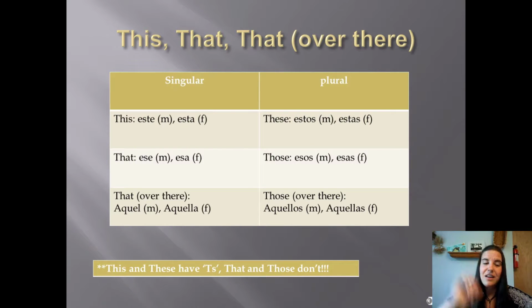Hopefully you followed that. So a little rhyme that can help you remember the difference between este, ese, esta, esa, estos, estas, all of these. They're very similar. Is this little rhyme. You can say, this and these have T's, that and those don't. So this and these, este, esta, estos, estas, have T's in them. That and those are ese, esa, aquel, aquella, esos, esas, aquellos, aquellas.